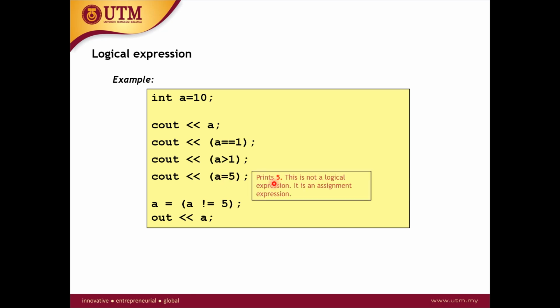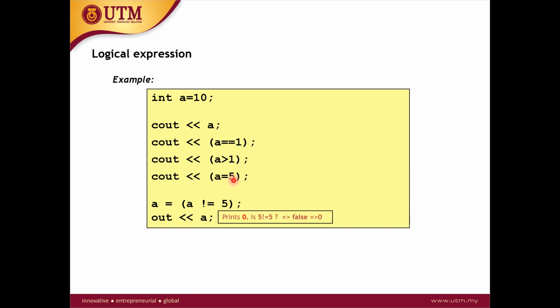Cout a equals 5. What is going to be printed? 5 is going to be printed. Why? Because this is not a relational operation or a condition or anything like that. This is an assignment. This is not a logical expression. We are assigning 5 to a, so what is going to be printed? 5.